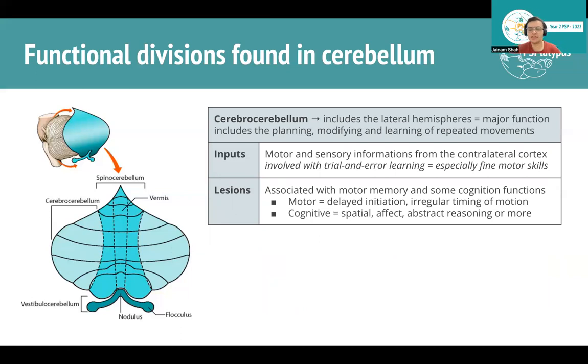So motor things like delayed initiation, irregular timing of movements, and cognitive being things like spatial, affect, abstract reasoning, and other. So you can see that not all of these things are motor related per se, but for the physiology lectures in this case, I think it's more important to talk about the motor sides because all these organs have a variety of functions, but we're mainly focused on localizing symptoms. So if you see symptoms like this, you can suspect a cerebellar issue.